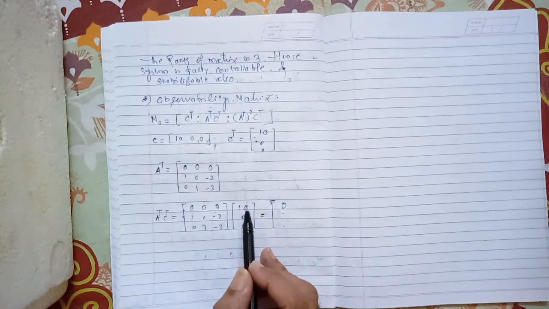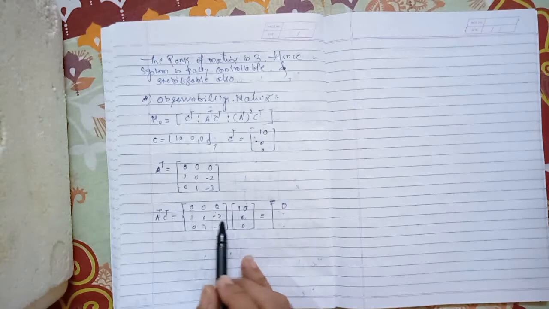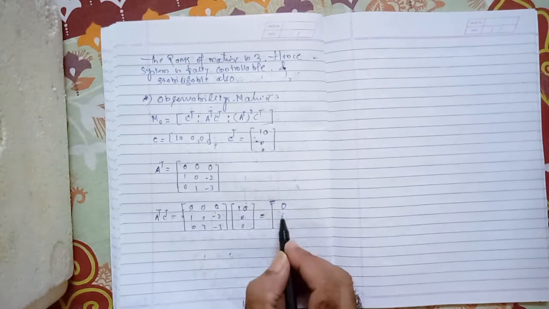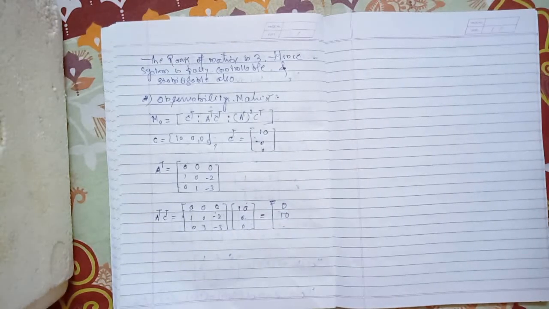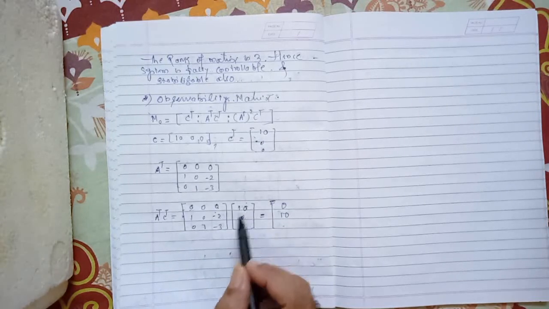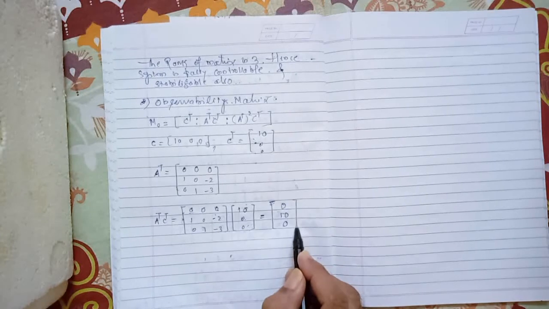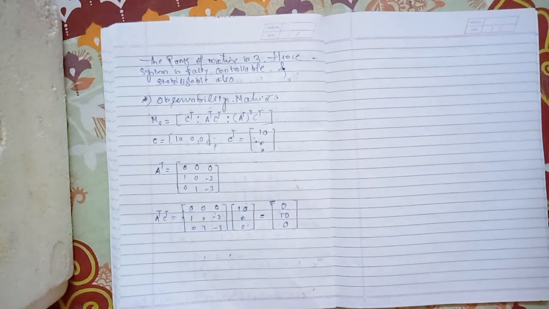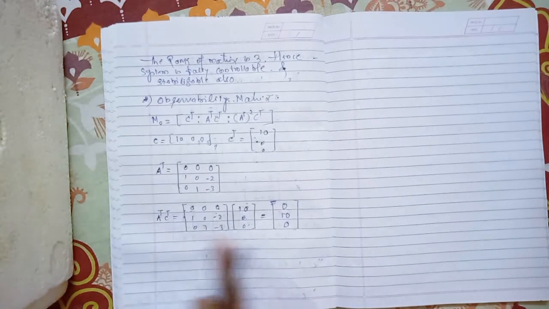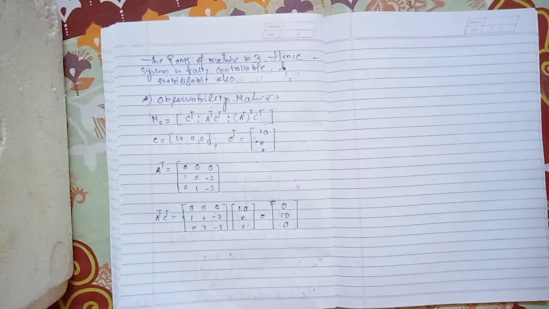Now 1 into 10, that is 10. 0 into 0, minus 2 into 0. So 1 into 10, that is 10. Now see here, here is the 0, here is the 0, here is the 0. So we have 0 here. So this is my A transpose C transpose.